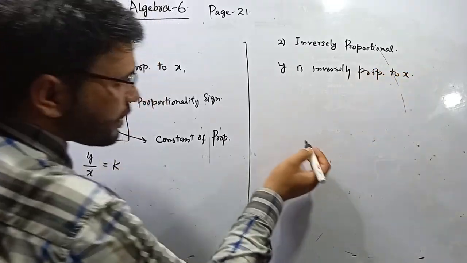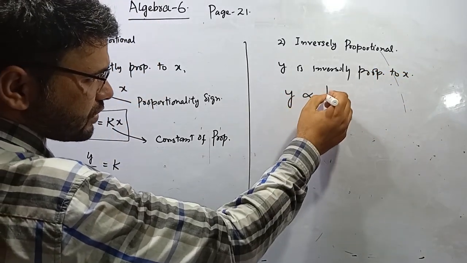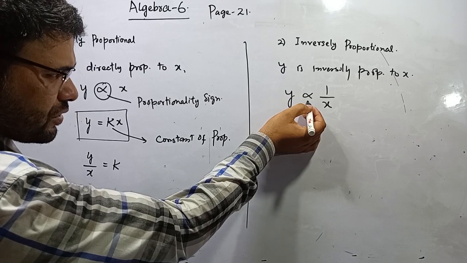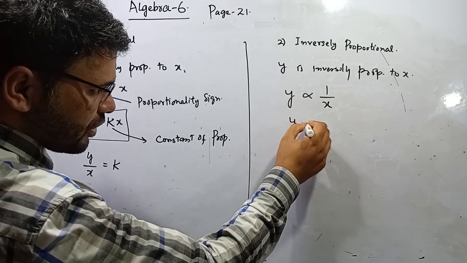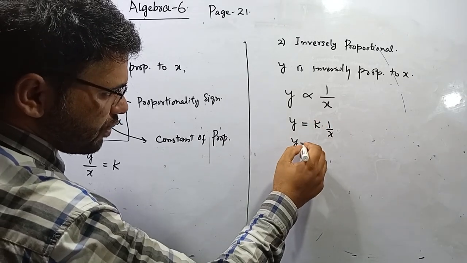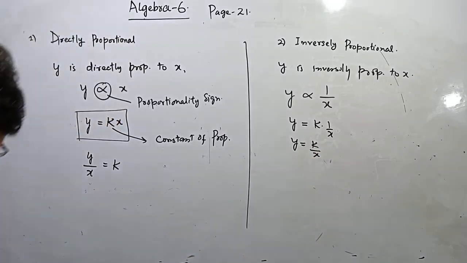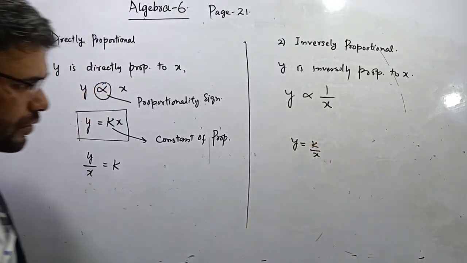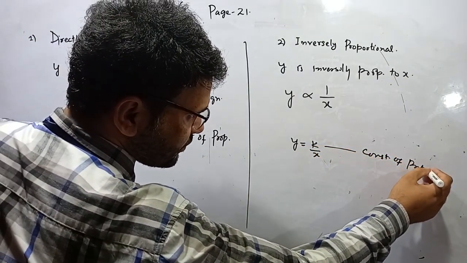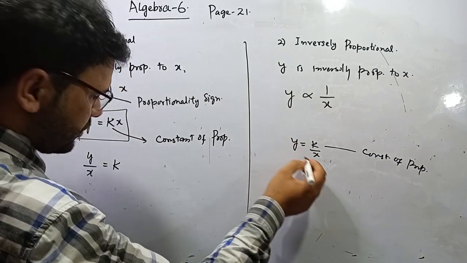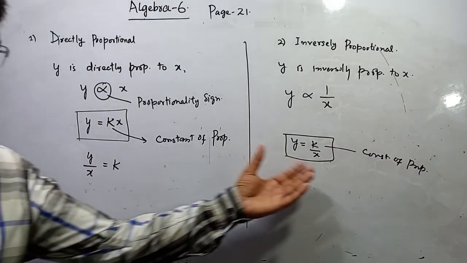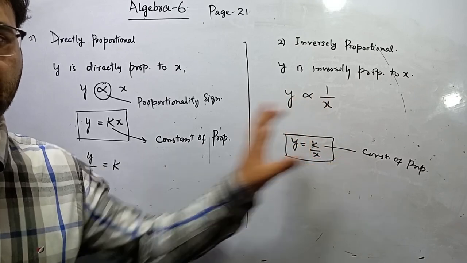Similarly, in inversely proportional, if y is inversely proportional to x, how can I write it? I will write y is inversely proportional to x, then I will remove the proportionality sign. Then we can write y is equal to k into 1 by x, or directly y is equal to k by x. Here, k is once again the constant of proportionality. This is the relation between the two quantities when they are inversely proportional.